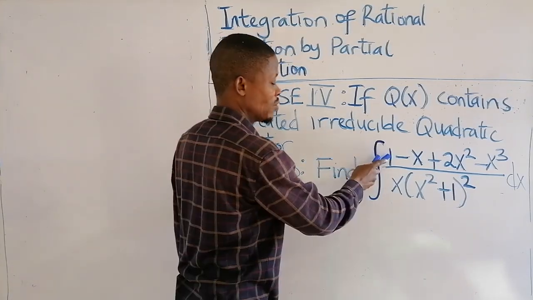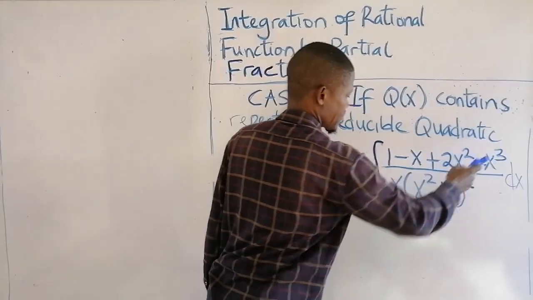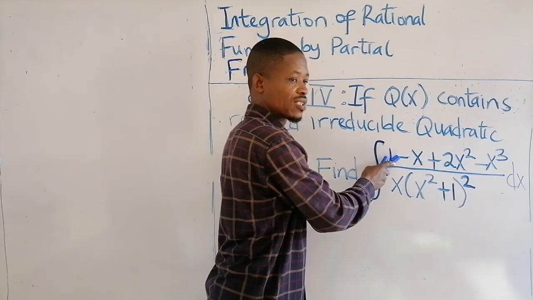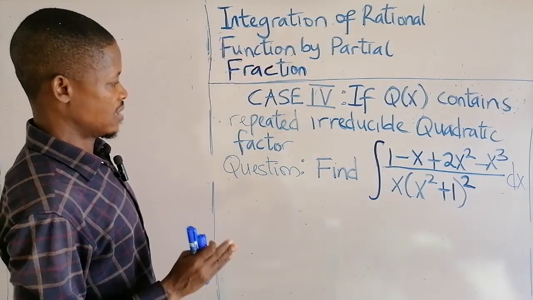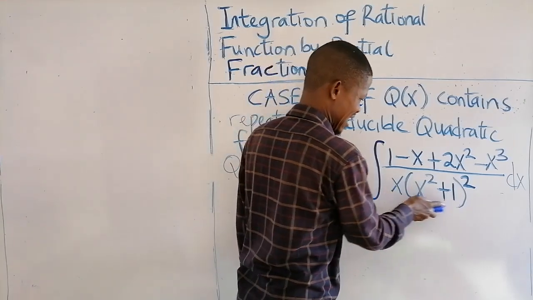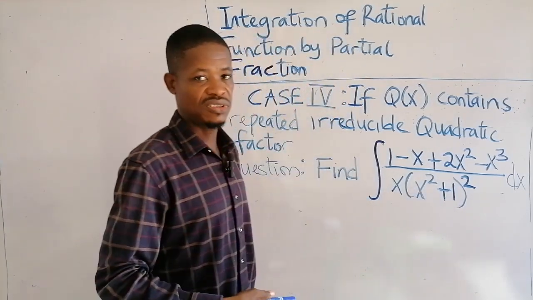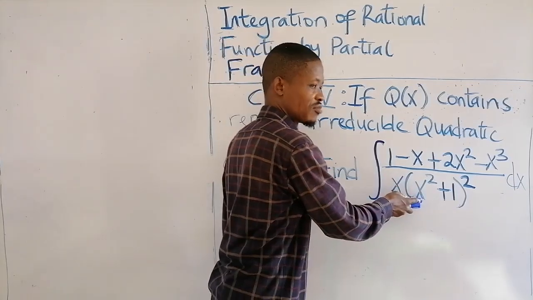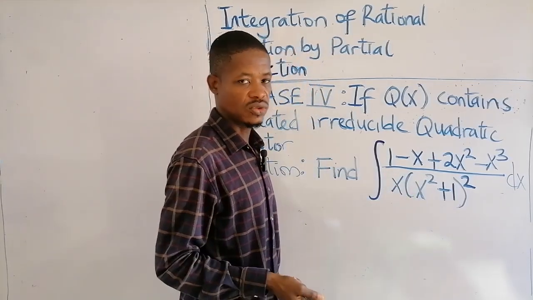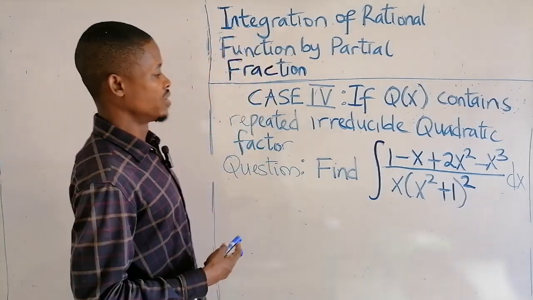Observation 1: the highest power of the numerator is power 3. The highest power of the denominator here is higher than that of the numerator. In this case, what we are concerned with is the denominator power. The quadratic expression here, x squared plus 1, is repeated 2 times, and this quadratic expression is unfactorizable. We cannot reduce it, and that's why we call it an irreducible quadratic factor. So what do you do in this case?